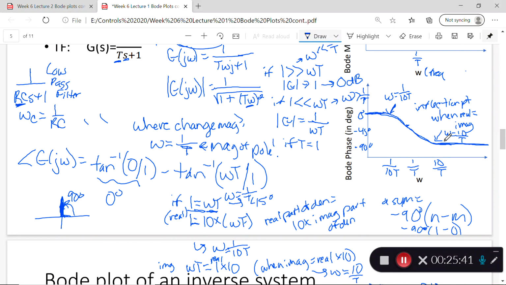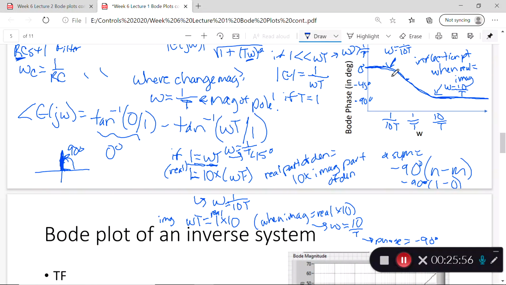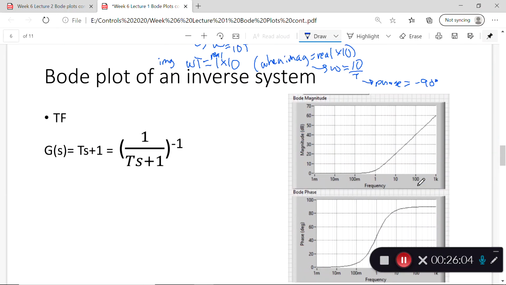So I get 2 points I have to care about in my phase graph, at my actual pole, the magnitude of my pole, right, which was 1 over t. That's where I got my inflection point. A decade to the left of that is where I got this change, and a decade to the right of that is where I got my next change. So useful to know to make general rules about how to draw our systems.